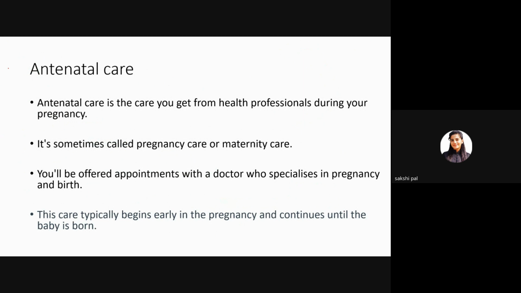Then one term comes, that is antenatal care. The word natal we used to understand as something to do with pregnancy. So what is antenatal care? Antenatal care is nothing but the care you get from the health professional during the pregnancy. Whatever the pregnant female gets at the time of pregnancy, like health advice from the healthcare professionals. These are the antenatal care which leads to the care of the baby and the female.